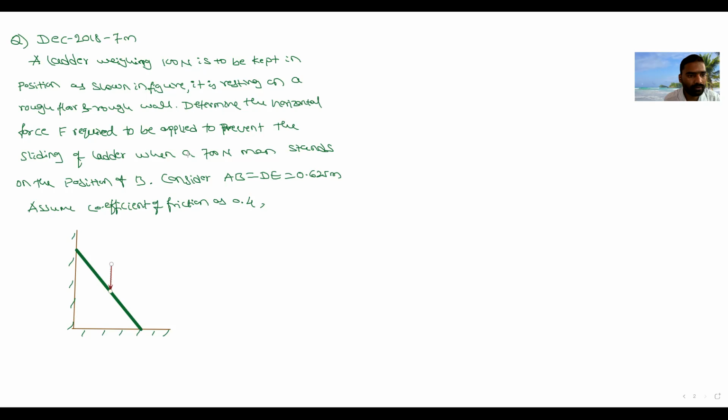Again, there is one more force. The man's weight is 700 Newton. The man stands on the position B. Consider AB is equal to 0.625. So here he has given the man's weight as 700 Newton, and the self weight of the ladder is 100 Newton, and there is a force F applied in order to stop the slipping.